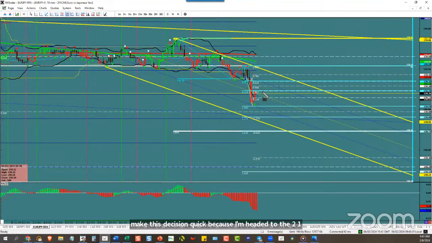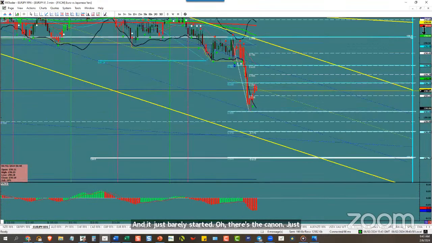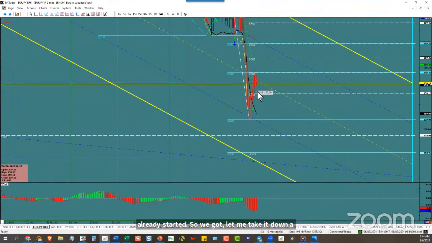All right. So, well, what if you take the trade here and it goes to the 50? Well, the difference is 7 pips. Whoopie-doo. 7 big old pips. That's all. All right. So this will be entered ready when it closes. And it just barely started. Oh, there's the candle. Just barely started. So we got it. Let me take it down a little lower. I'm not trading off here. I just want to show it to you. All right. See there? We're headed down.